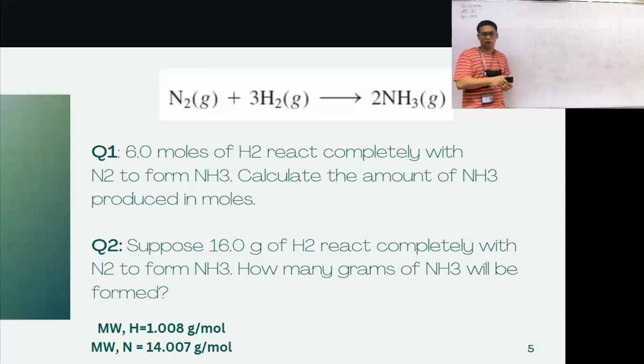So, for question number 1, we have 6 moles of your hydrogen gas, and we allow it to react completely with your nitrogen gas to form your ammonia gas. It says, calculate the amount of NH3 produced in moles. And for the second question, suppose 16 grams of H2 react completely with your nitrogen gas to form your ammonia gas. How many grams of ammonia will be formed? And we are given the molecular weight of your hydrogen and nitrogen.